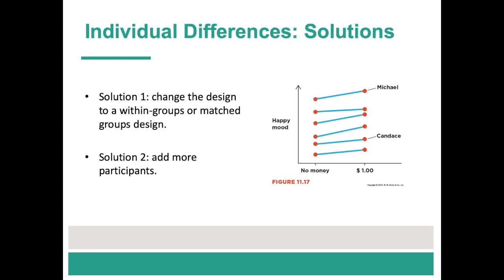So a solution to this is doing a within groups design. So we have Michael in the no money group and Michael in the $1 group. So we can see, oh, it actually went up. He's already naturally really happy, but it looks like he got even happier when he was given $1. Same with Candace. She's generally lower, but actually goes up a little bit with $1. So that's one way of doing this. Another is to add more participants. Always when you add more participants, that helps you get more precise estimates. So it's one way that you can help account for individual differences better.